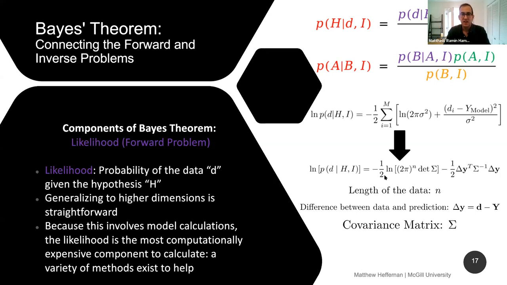Now, because this likelihood involves model calculations, this is by far the most computationally expensive component to calculate in the whole process. A variety of methods exist to help. You're going to see one of them in later sessions, so tomorrow and the day after. And that's using Gaussian process emulators, which I will go to at the very end if I have time. But there are other methods as well, such as approximate Bayesian computing and a variety of other things. If you're interested in that, I'm happy to guide you in that direction if you want to ask something in the Slack.